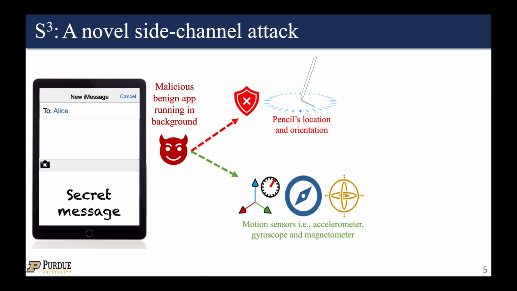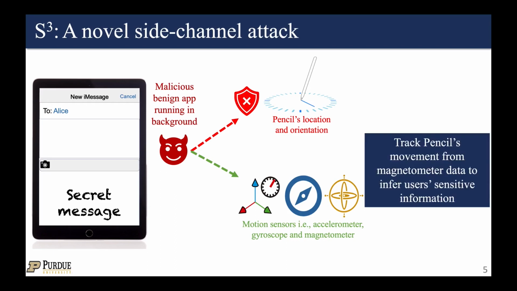However, any iOS background application, like a simple benign activity tracking app or a music app, can log the magnetometer, accelerometer, and gyroscope data without needing any explicit user permissions. Therefore, the adversary can collect the magnetometer data from the user's device in the background to track the pencil's movement from the magnetic readings to infer users' sensitive information while they interact with the screen using Apple Pencil.